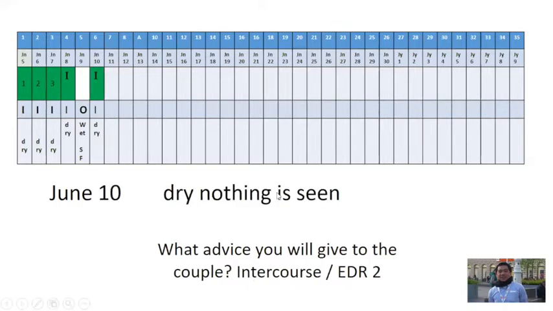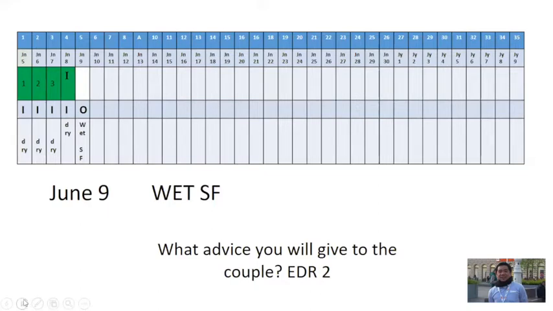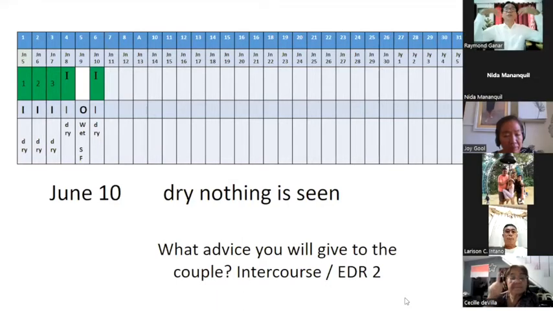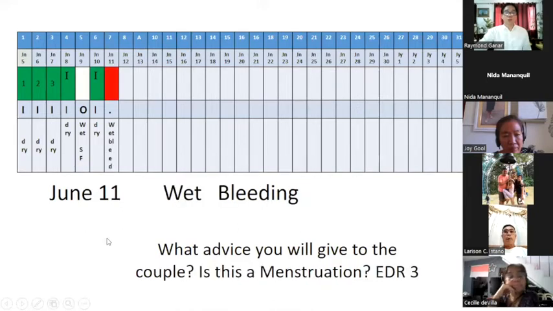Now what happens on June 10? June 10, dry, nothing is seen. If it is dry until evening, what will be the advice? The couple can have an intercourse, no? EDR2 again, alternate evenings. If intercourse happens at night of June 10, the sperm cannot enter because the cervix is completely closed. So what will happen now? The moment the mother rises from the bed the following day, June 11, the sensation will be wet, and the wet sensation is due to seminal fluid.